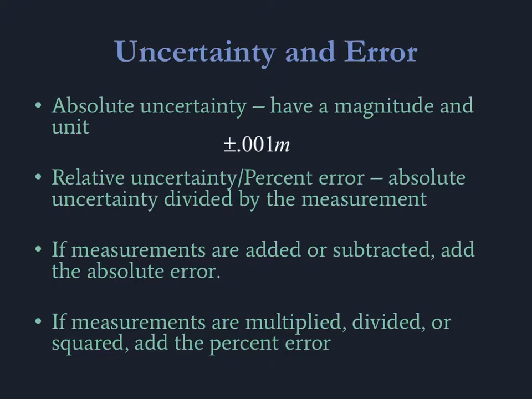Then we have what's called relative or percent uncertainty or error. And this is the absolute uncertainty divided by the measurement. So if we refer back to that previous measurement, 0.5 is our uncertainty divided by 4.5, which is our actual measurement. Let's take a minute and calculate that, see what we get. And what did you get? Great.